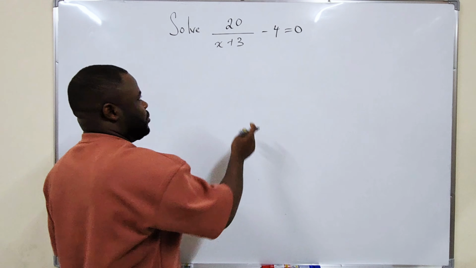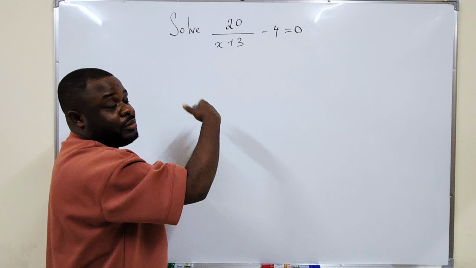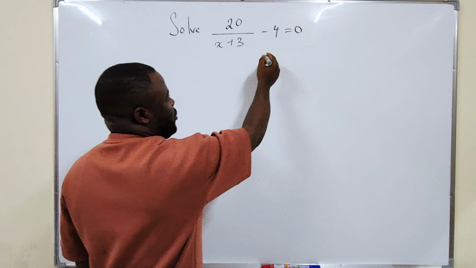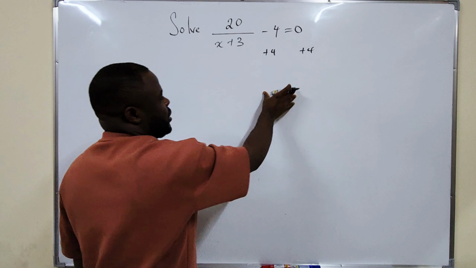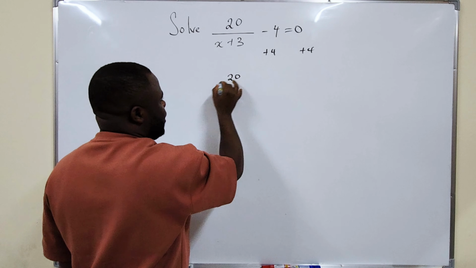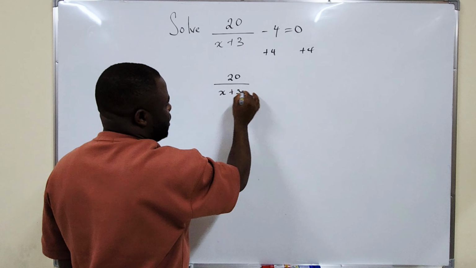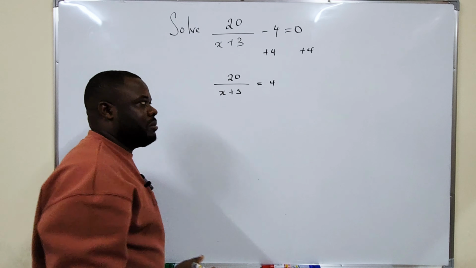So the first thing you can do, for you to get your x, because what they ask us to find is x, okay? So you can add 4 to both sides. Let me add 4 to both sides of this equation. So I have 20 over x plus 3 equals 4, okay?